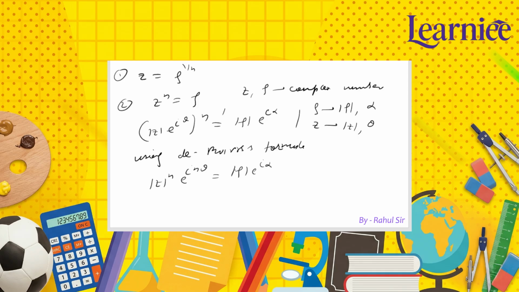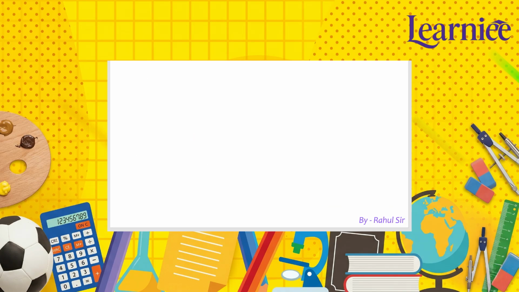Essentially, if you observe, e to the power i alpha is cos alpha plus i sin alpha. But since cos and sin are periodic functions with periodicity 2 pi, we can also write it as cos of 2n pi plus alpha plus i sin of 2n pi plus alpha.